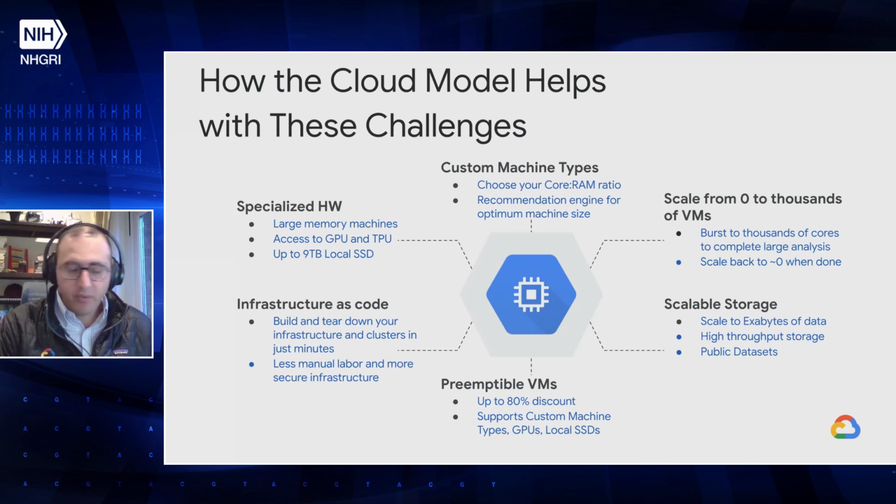Finally, access to specialized hardware. This includes large memory machines, machines that have GPUs, or even TPUs, the Google Tensor Processing Unit, which is a special chip designed specifically for machine learning. In addition, you have scalable storage, not just in terms of scaling to exabytes on Google Cloud Storage buckets, but also quickly provisioning high throughput storage if you need a quick scratch space for your HPC applications, and, most importantly, access to both public data sets and controlled access data sets.